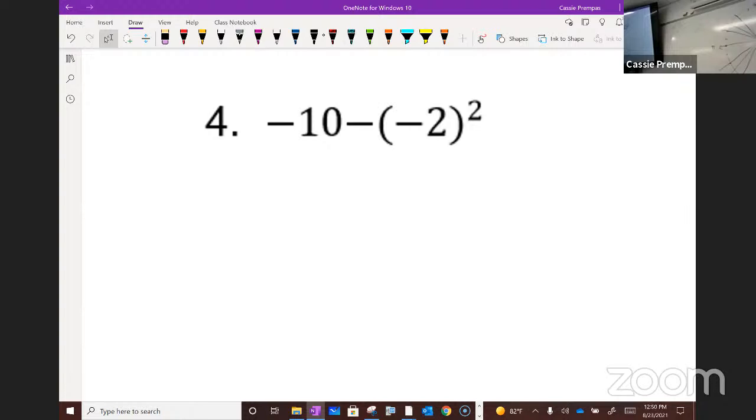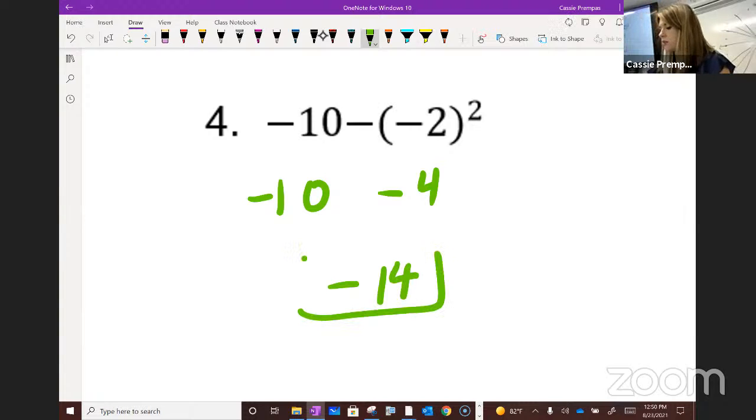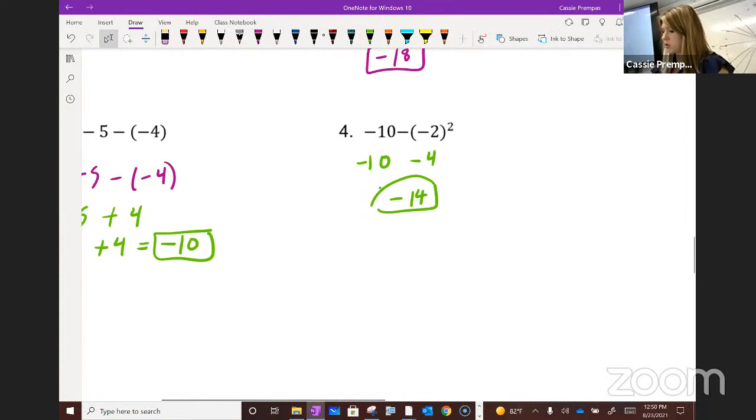All right, I'm hearing good things. So we've got -2 squared is +4. -10 minus 4 gives me -14. Nice. There it is. Okay, on to the next page.